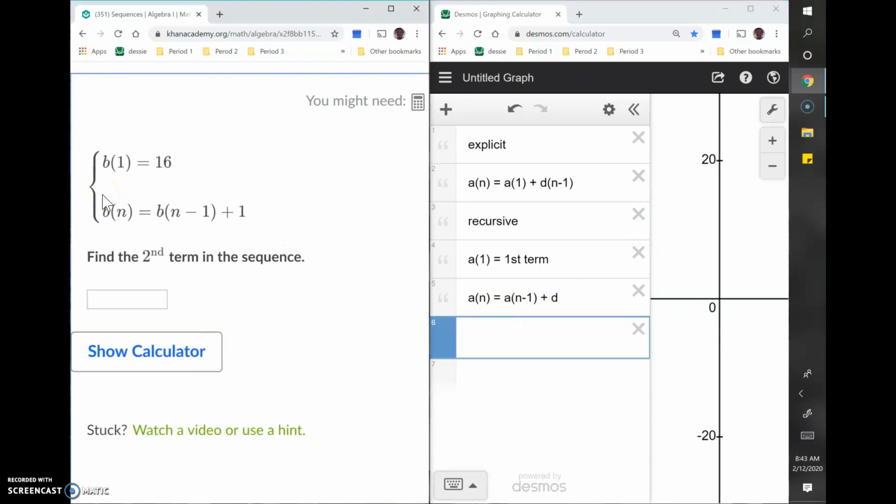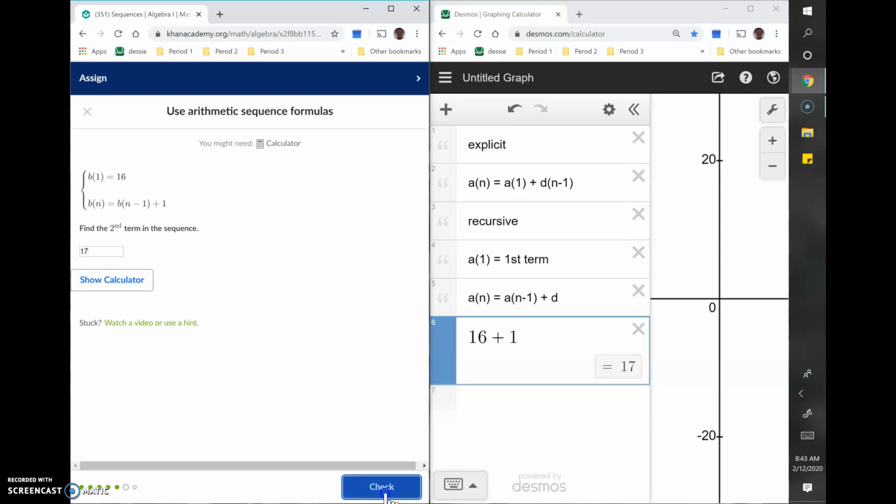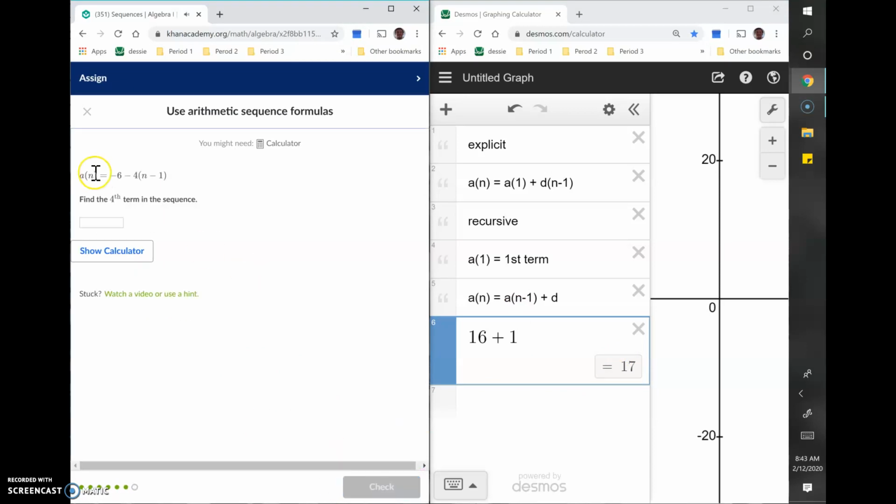This one is a recursive, and I know it's recursive because it's giving us two equations. So I'm going to type in the first term, which is 16. And then I'm going to look in the second equation, identify what the difference is, and the difference is they are adding 1 each time. So the second term would be 17, and that's the one that we're looking for. So we go ahead and type in 17, and we move on.